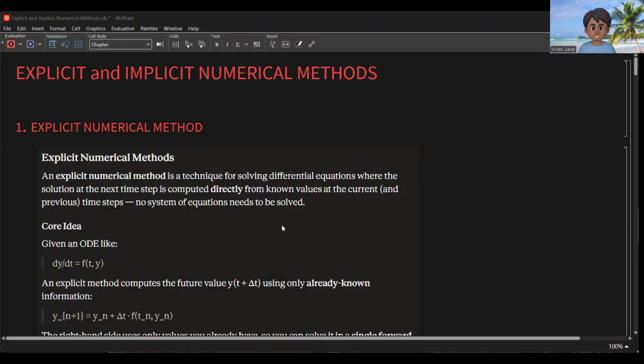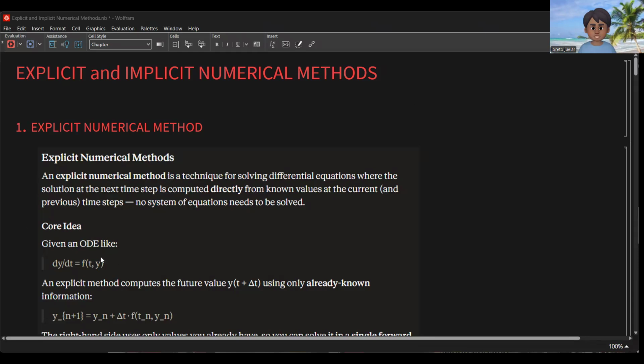The explicit and implicit numerical methods. An explicit numerical method is a technique for solving a differential equation where the solution at the next time step is computed directly from known values at the current and previous time step, without needing to solve a system of equations.